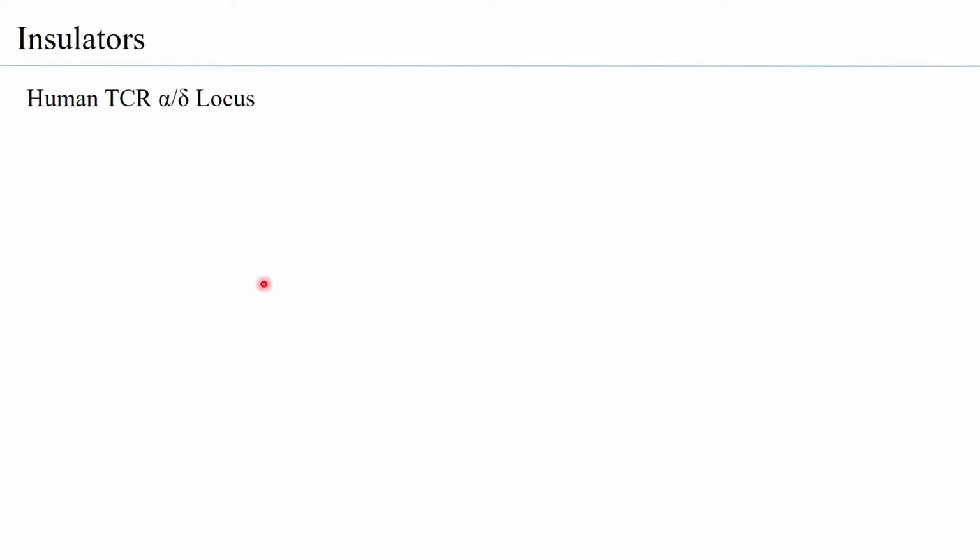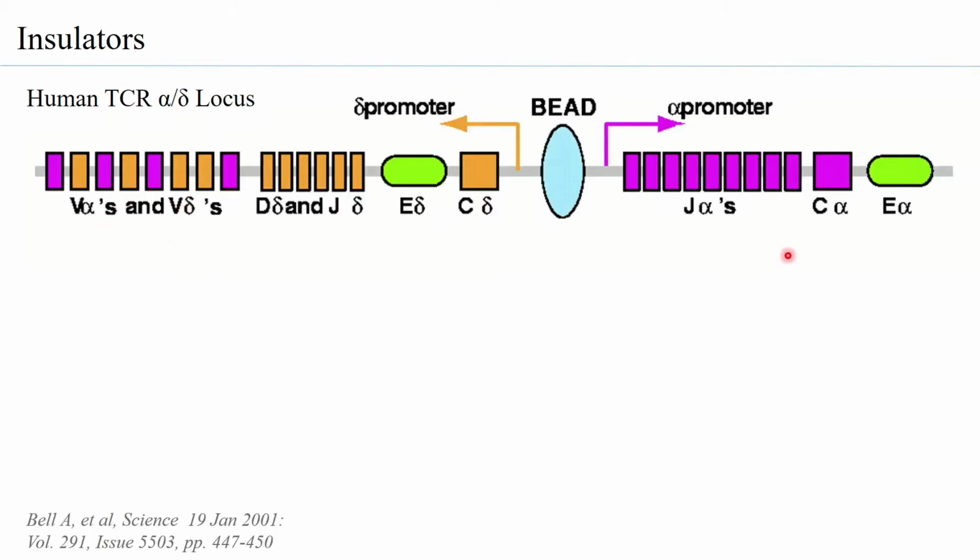Let us look at another example. You have the human TCR, that is the T cell receptor alpha delta locus. So this comprises the genes that are responsible for forming the T cell receptor, and we know that there are two subunits; it is primarily the alpha and delta subunits that make the T cell receptor. So let us look at the construct of the locus of the human TCR. You can see that you have a promoter over here that is responsible for expression of the delta genes, while you have another promoter that is responsible for transcription of the alpha genes.